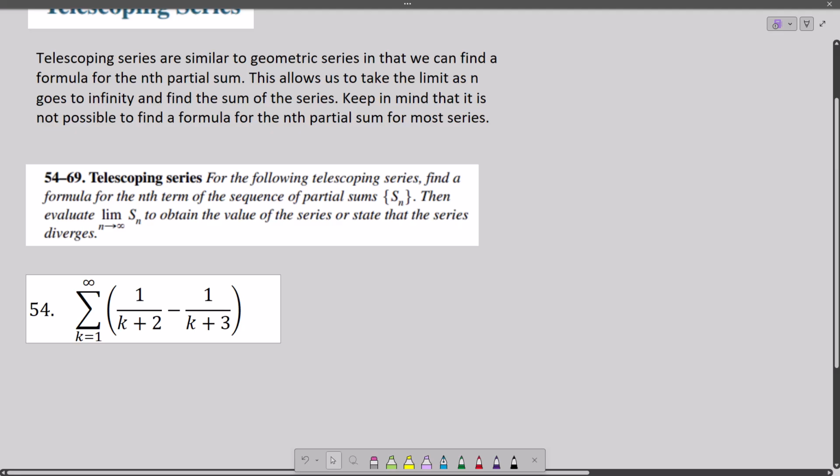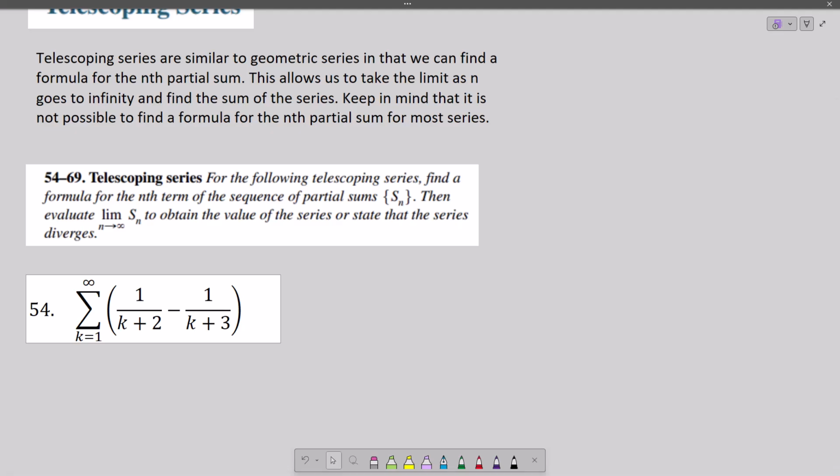So telescoping series are the one other series in this class where we are going to be able to find S sub n. S sub n is great if you can find it, because then you just take the limit of S sub n. The only two series that we can do this for are geometric and this new one that's called telescoping. So let's take a look at what it means for a series to be telescoping.